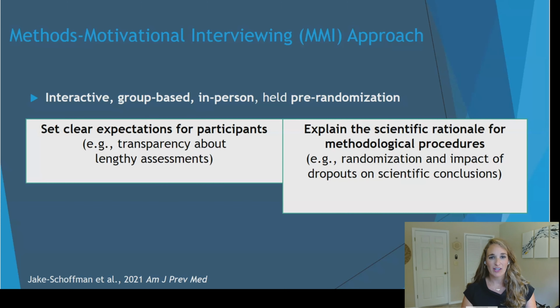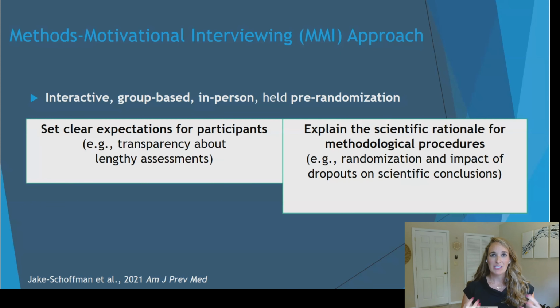The first is to set clear expectations for participants. We try to be really explicit about lengthy assessments, acknowledging that sometimes it may seem, for example, like we ask participants the same question in 4 ways, and that might be cumbersome to them. We do our best, as Sherry said, to reduce the burden of assessments, but being really upfront about that can be helpful. Then we actually explain some of the scientific rationale for the methodological procedures we use.